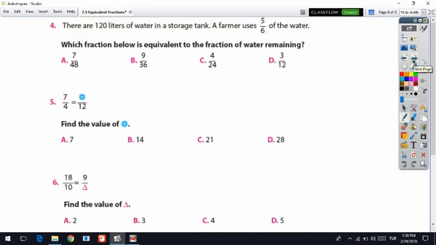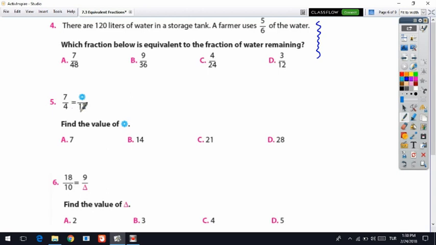Okay, we have an example. Everybody, the word problem is about chapter 8. Because of that, I am not going to solve this question. Now let's talk about question 5. 7 over 4 and some number, so any number over 12. Which number is that?